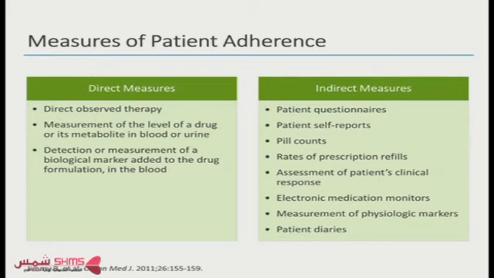How do we measure adherence? We have the direct measures and we have the indirect measures. Of course, the direct measures, most of them are complicated, they are not available, and they are costly. We cannot use them. The indirect measures, these are the ones, and most of them are not good enough to pick up the resistant hypertension patient.